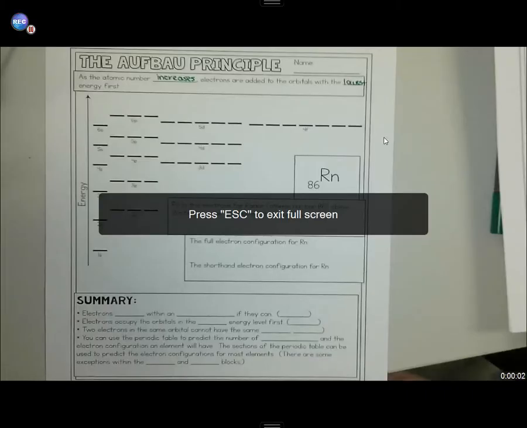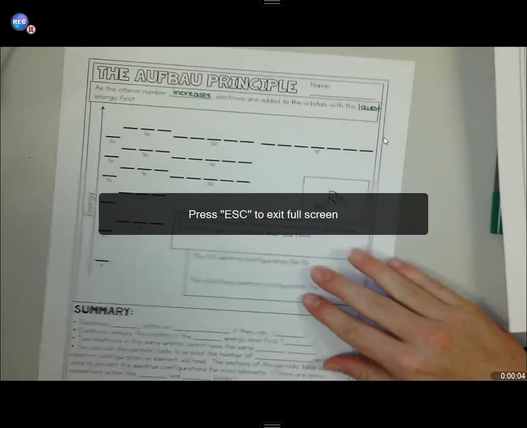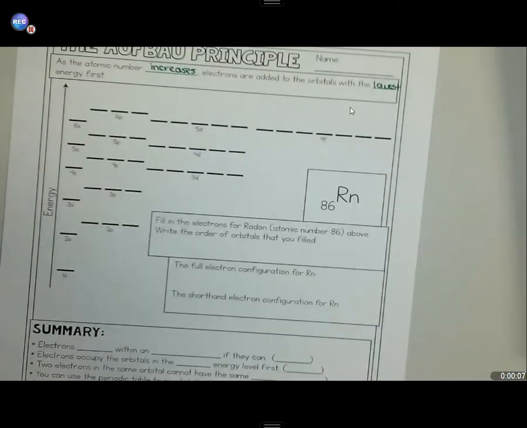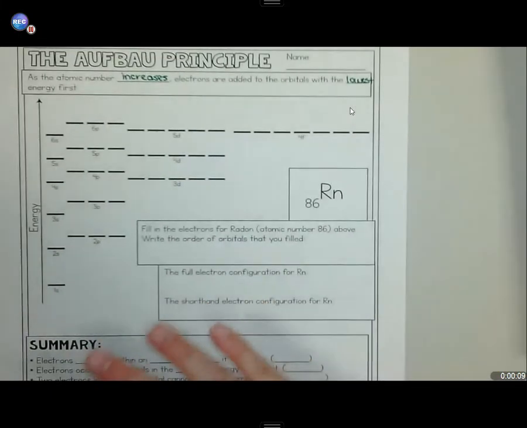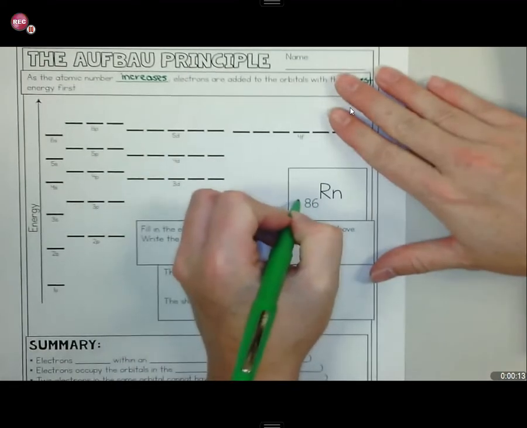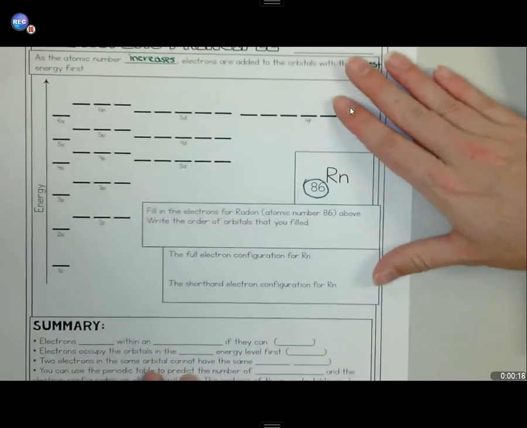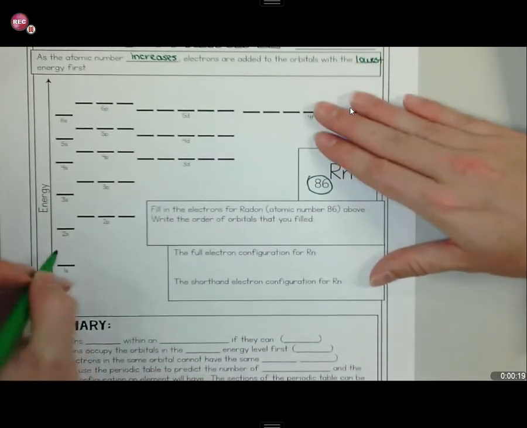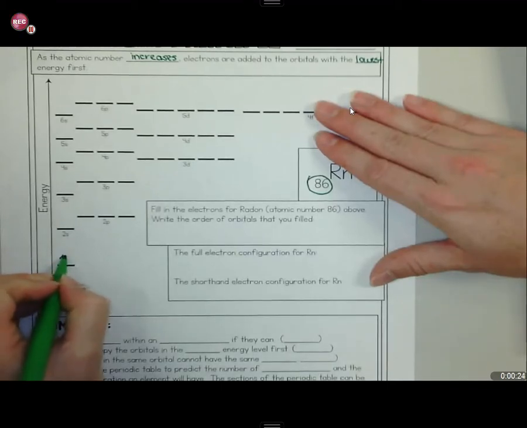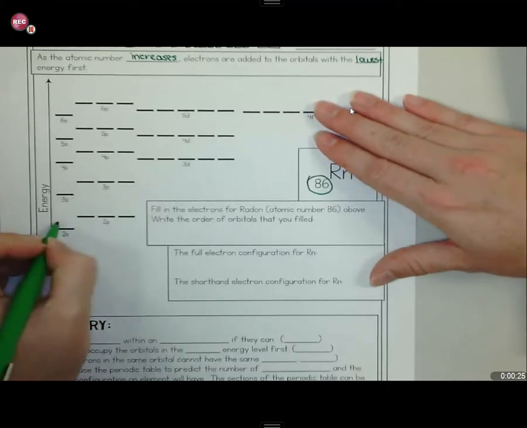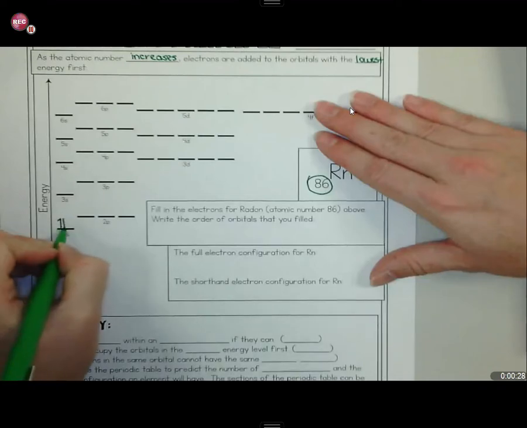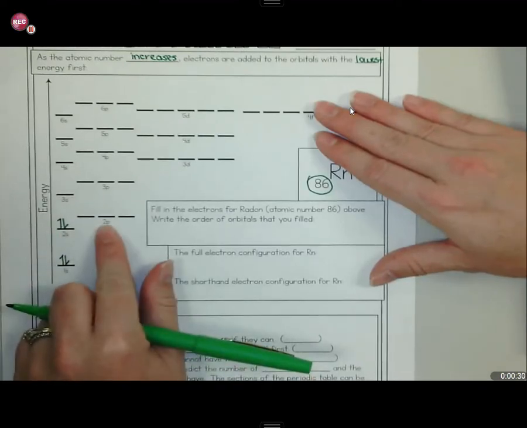Okay, so the next set of notes are the aufbau principle notes. As the atomic number increases, electrons are added to the orbitals with the lowest energy first. So we have a big number, radon, which is 86. So we have to do 86 electrons, that's a lot. We're going to start with the lowest energy level, which is 1s. So we're going to have 1, 2, then we go to 2s, 3, 4, then we go to 2p.